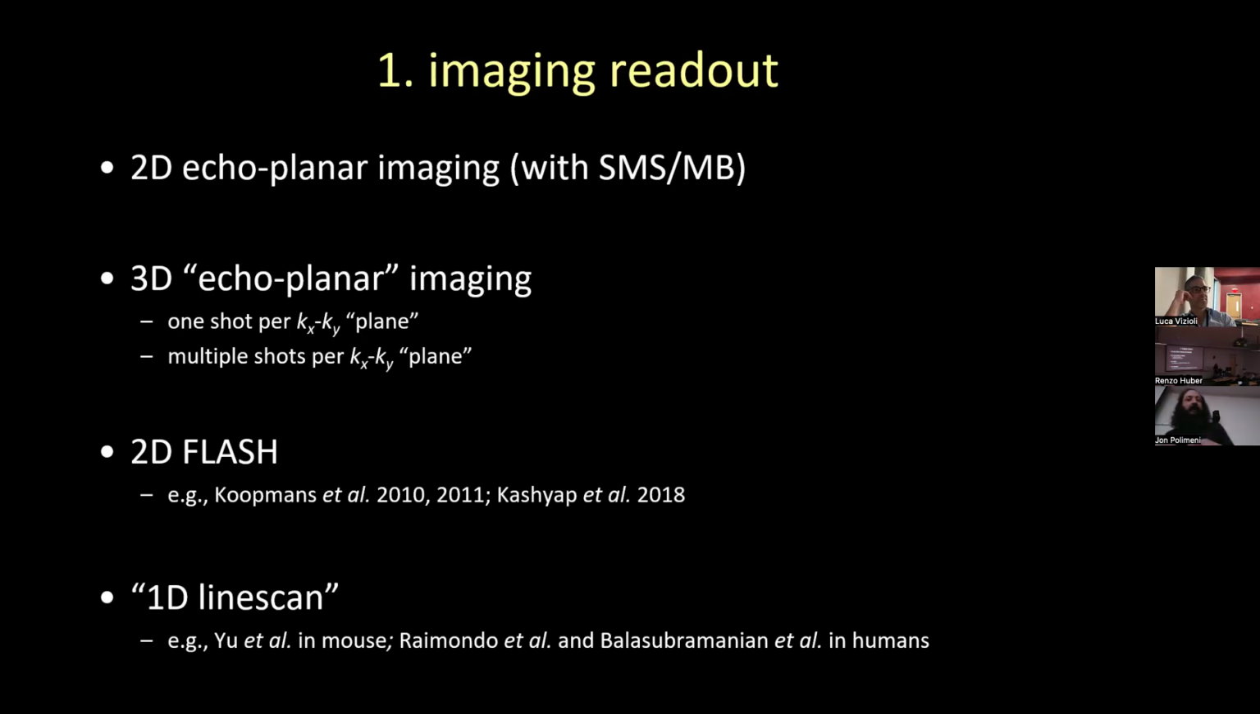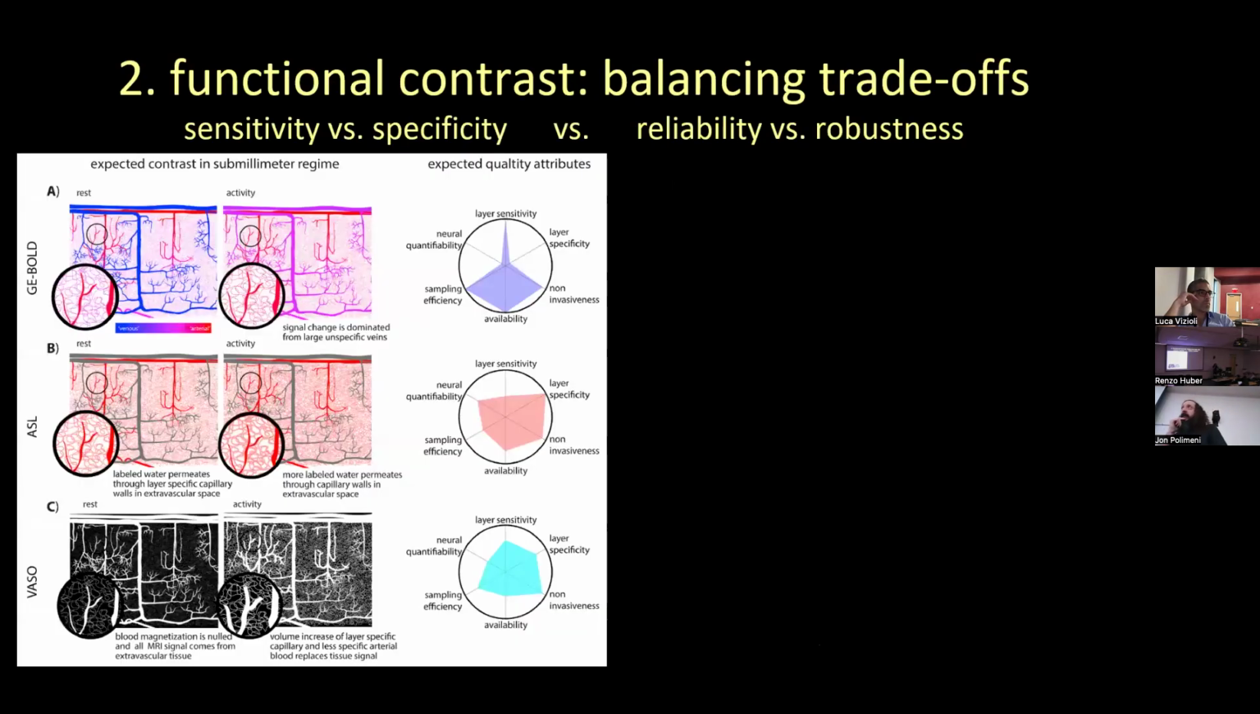And we can see that it also can achieve really high temporal resolution, which we see in several specific advanced applications. Okay, so that's imaging readout. Functional contrast is also a situation in which we need to consider various trade-offs between sensitivity and specificity, as well as reliability and robustness. And so BOLD, or gradient echo BOLD, is sort of the default, has really high sensitivity, but really poor specificity. However, it's universally available, really easy to use, quite robust.